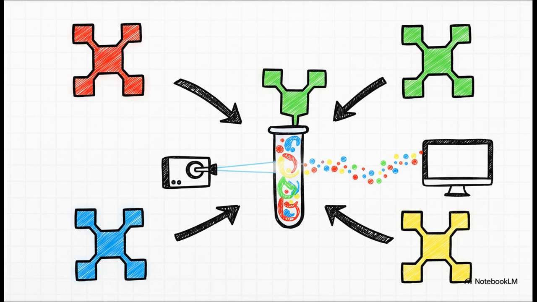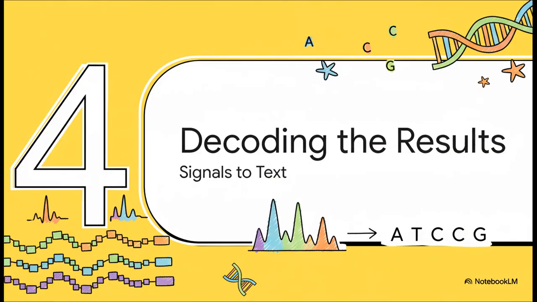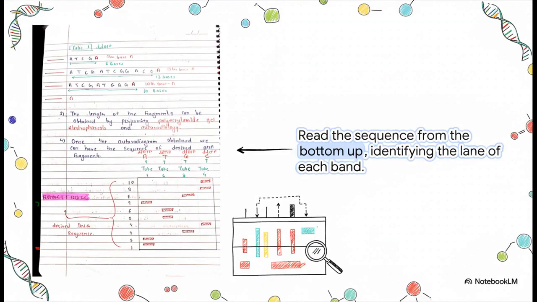DNA fragment. So once the reactions are finished, you've got a tube that's just full of DNA fragments, all different lengths, and each one ends with a specific known letter. How in the world do you turn that jumble into a coherent sequence? This is the classic result. It's called an autoradiogram.